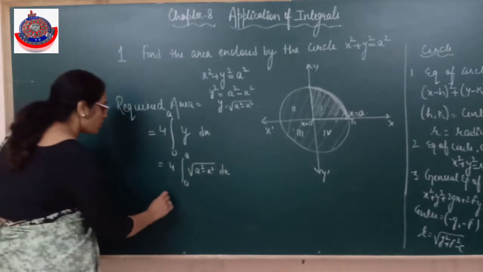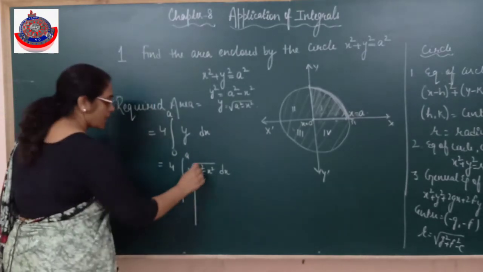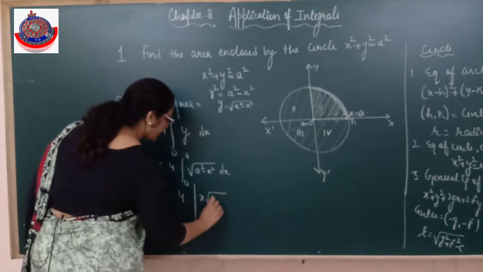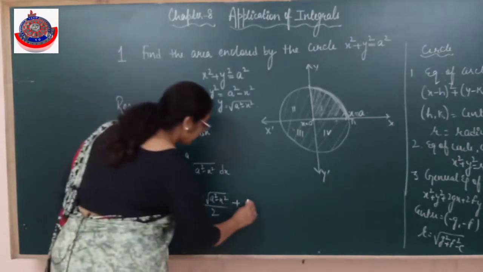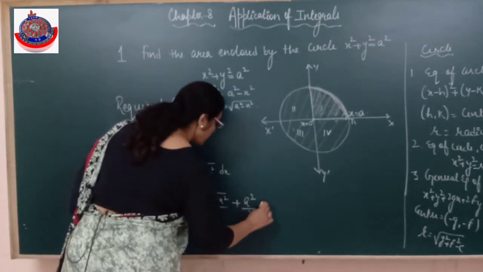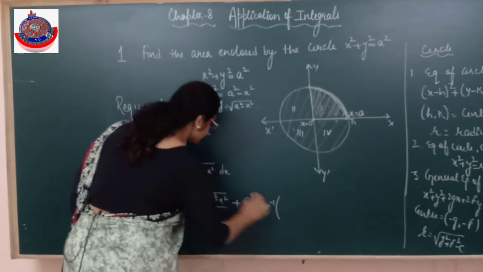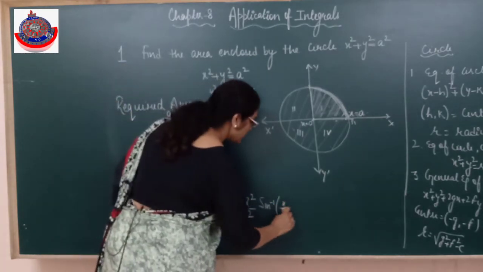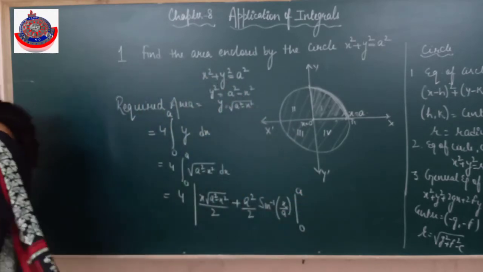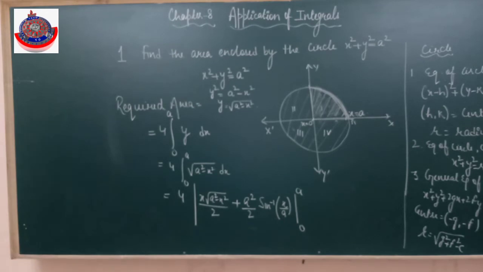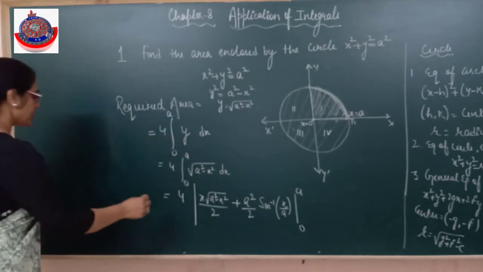We know the formula. What is the formula of it? x under the root a square minus x square by 2, plus a square by 2 sine inverse, because this is the form of a square minus x square, sine inverse x by a, and then I need to put the limits. Understood? Is it clear? So this is x into under root a square minus x square by 2 plus a square by 2 sine inverse x by a. Put the limits, upper limit and lower limit.